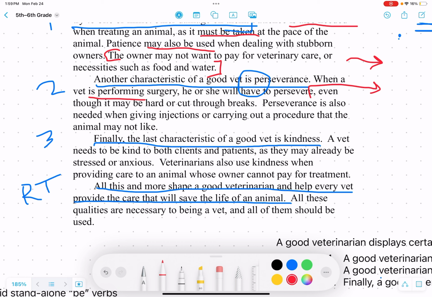They need to persevere through maybe difficulties, through biting animals, through, I would imagine that it requires perseverance to even try to solve the problem. When you have a patient that cannot talk, you have to use a lot of perseverance, trial and error.